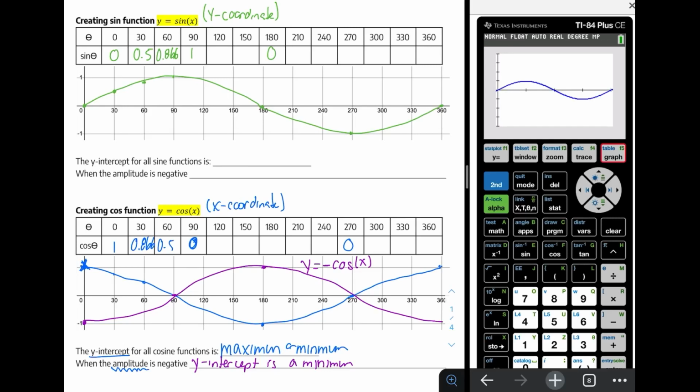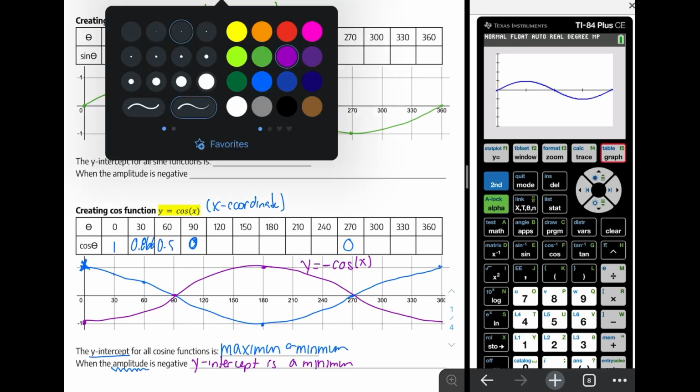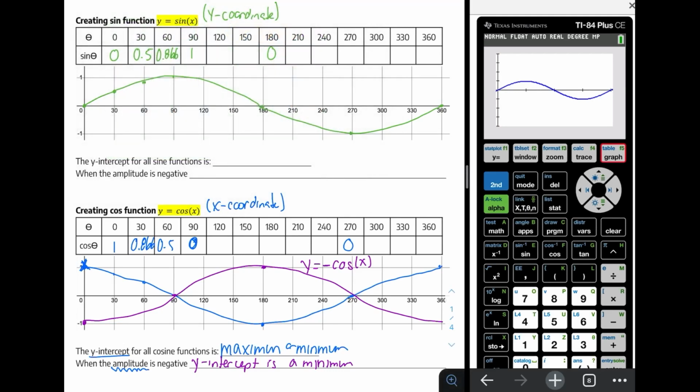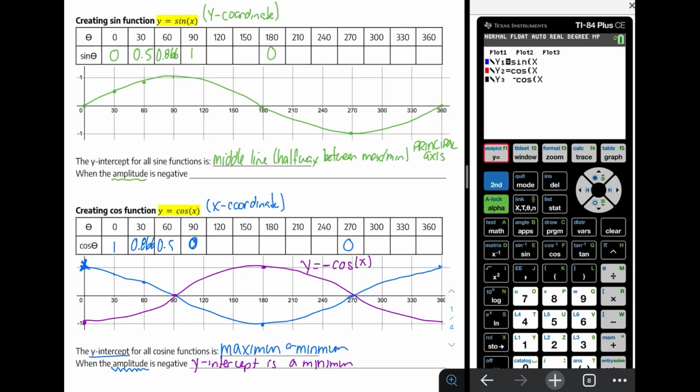This is my sine curve. Now for the sine, we are always going to be starting on the y-axis when we are on the middle line, right? So we're on this middle line. We're halfway between the maximum and minimum. And this middle line will have a special name in this course, and we'll talk about it soon. And this is called the principal axis.